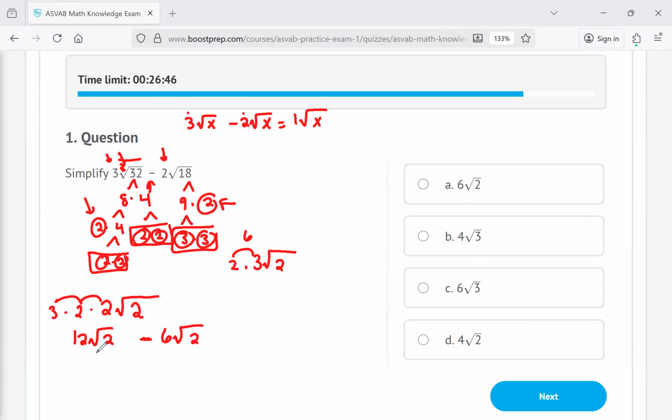So as you can see, they both have a radical 2 here. That's good. That's what you want. So all you have to do is subtract the 12 and the negative 6, which is positive 6. And then you're just left with your square root of 2. You just leave this alone. So this is my final answer: 6 radical 2.